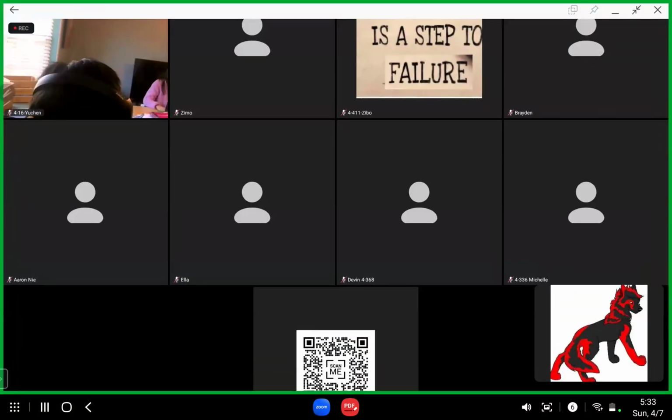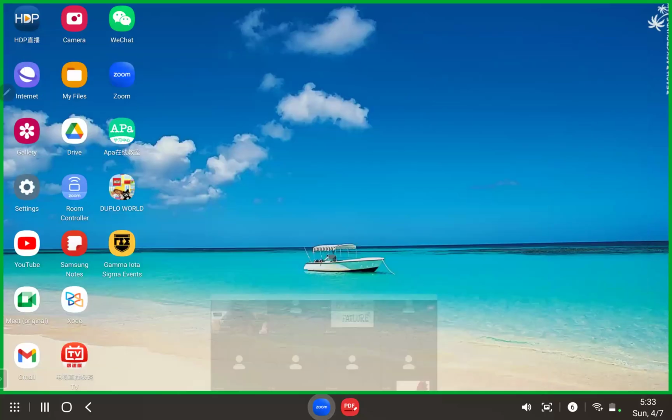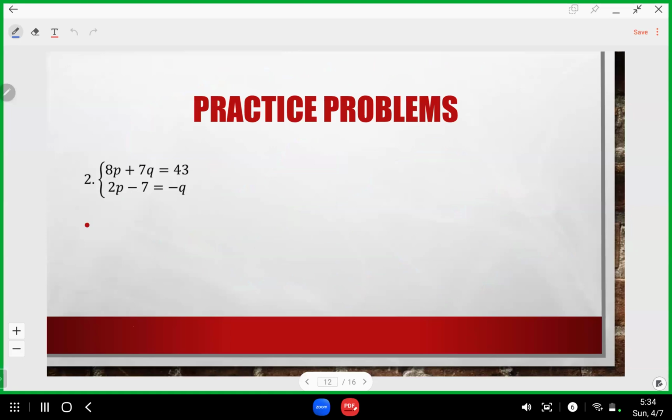Are there any questions on this? Any questions? Okay, if there are no questions, then I will continue on to the next practice problem. This time you'll be doing exactly what I did, finding one variable, isolating it, and then substituting in whatever you get for that one thing. So here's what you need to do. 8p plus 7q is equal to 43, and 2p minus 7 is equal to negative q. So please do this one.